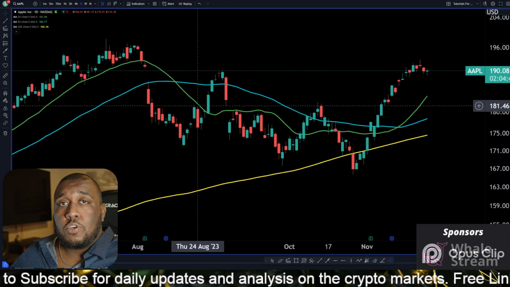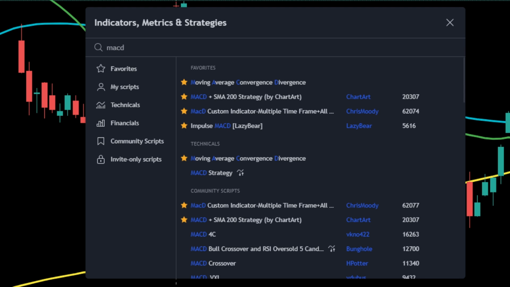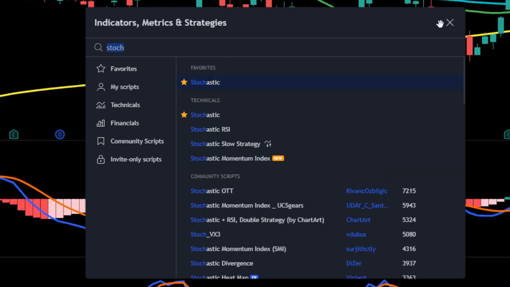Hey everyone, today we're breaking down the best strategy for both day trading and swing trading in the markets. This is going to work for cryptocurrency, stocks, and forex pairs. So let's get started. First things first, we need to add two indicators onto our screen. First one is going to be the MACD, and the second one here is going to be the stochastic indicator.